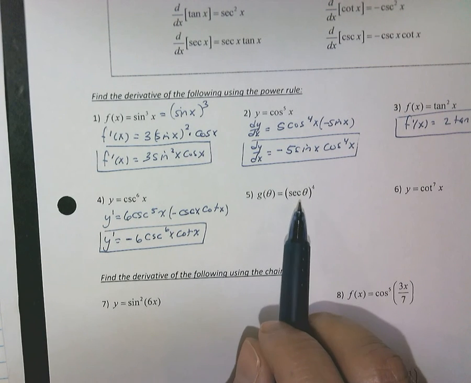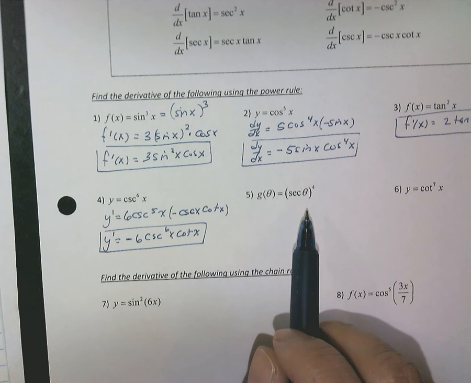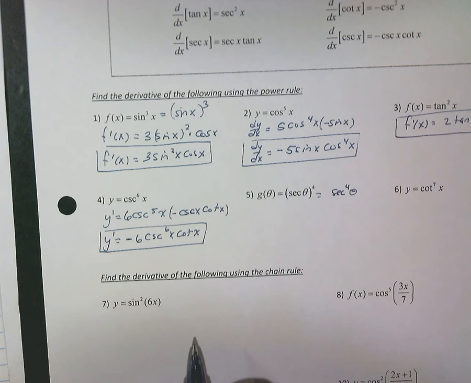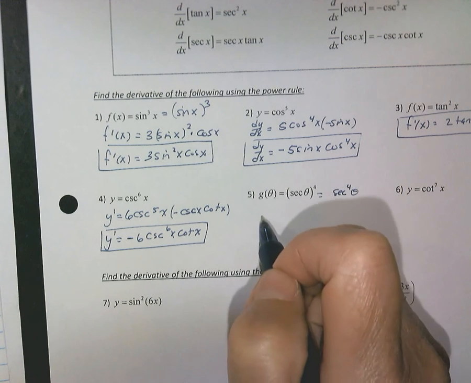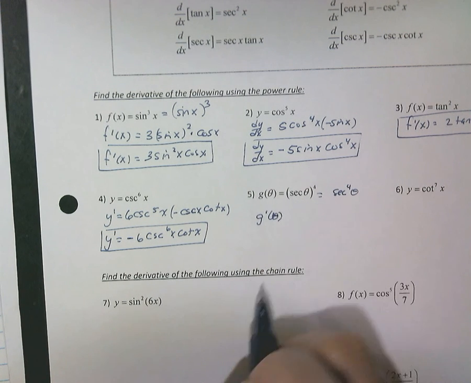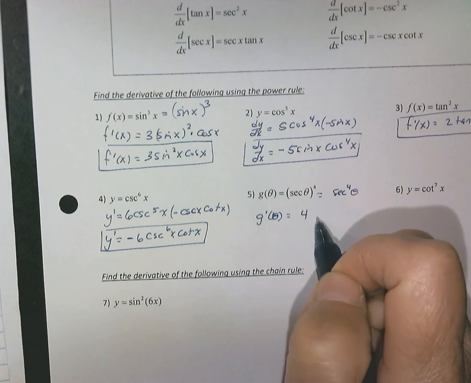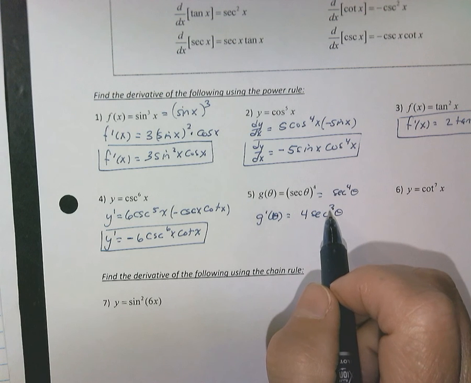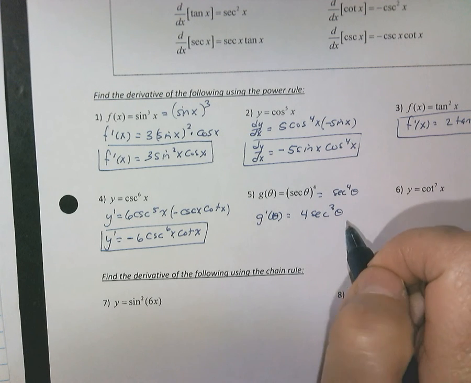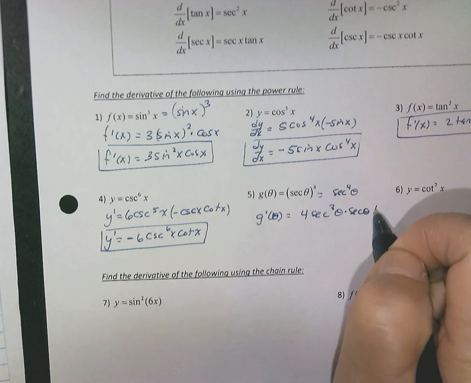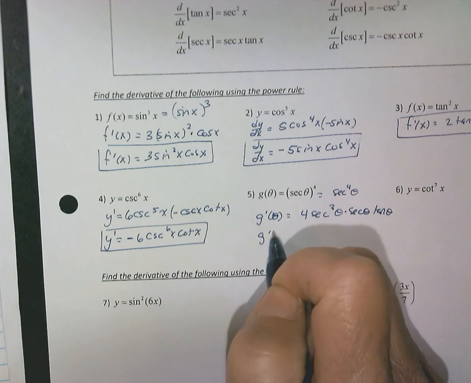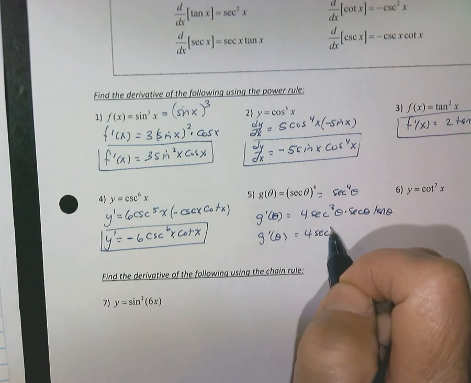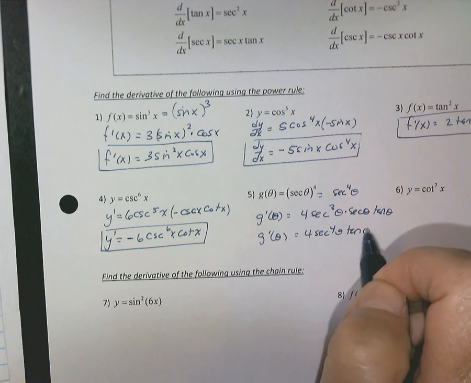So when I've typed this one, secant theta to the 4th power, it's the same thing as saying secant to the 4th theta. It's just the 4th power. So g prime of theta is going to equal 4 secant cubed theta, and then the derivative of secant theta is secant times tangent. So g prime of theta is equal to 4 secant to the 4th theta tangent theta.